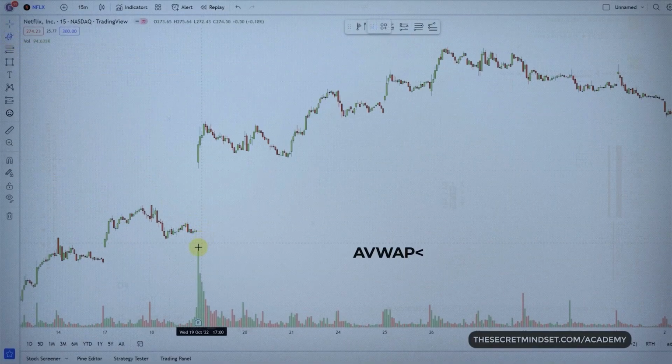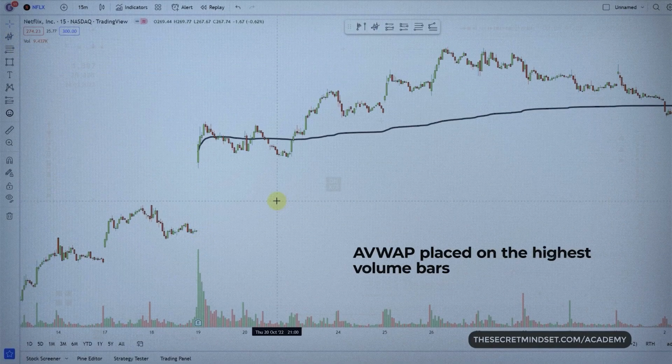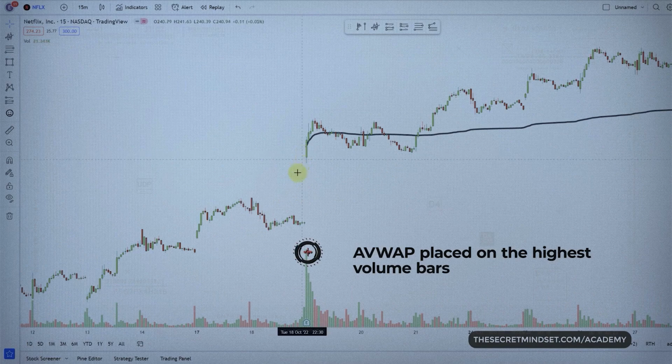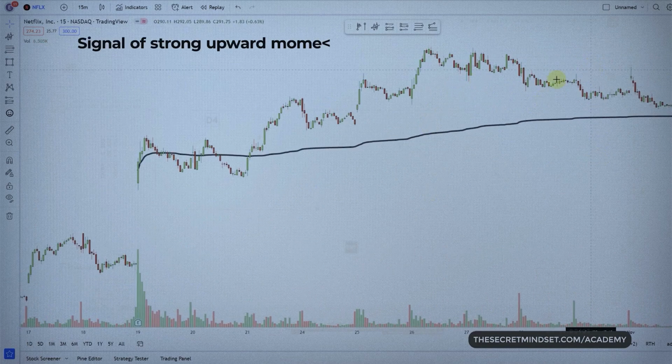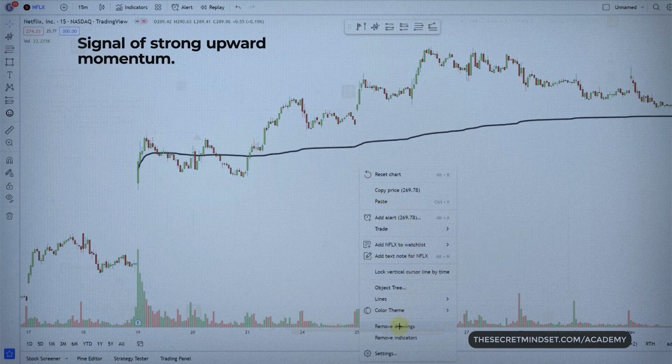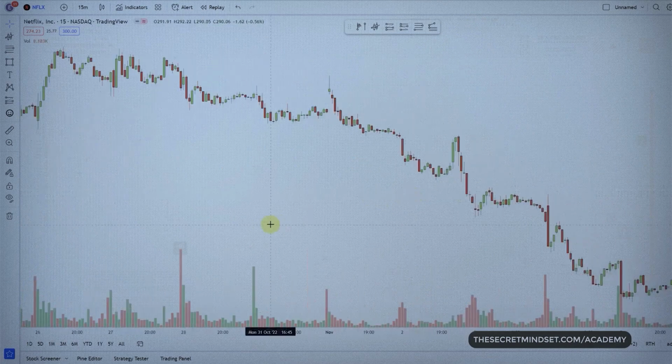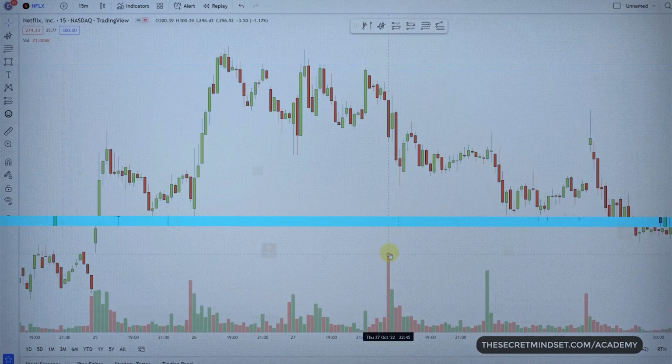I like to place it on the highest volume bars. High volume means there's an interest in the market. If it's combined with a move higher in price, then it is often used as a signal of strong upward momentum. Keeping an eye on the volume will ensure that you're on the right side of the trade.